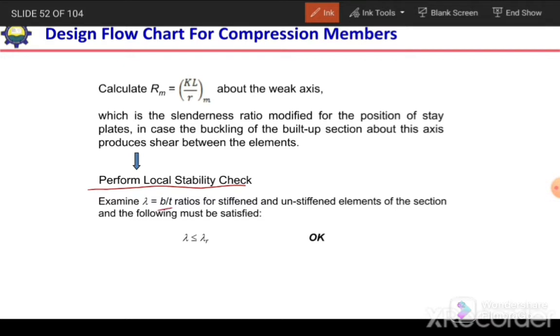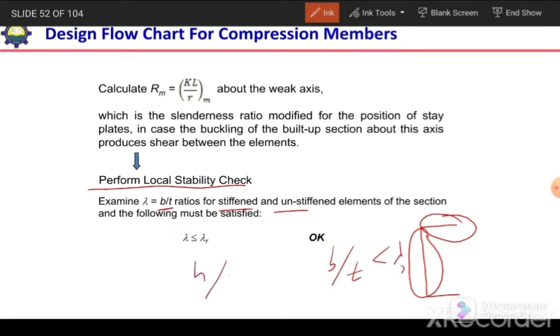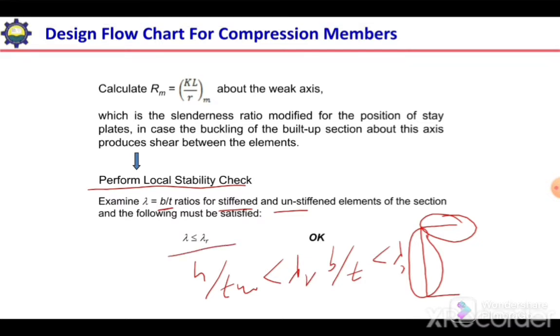We need to check the B over T value for the unstiffened and stiffened elements. The flange is an unstiffened element and the web is a stiffened element. So we need to perform the local stability check for these two values. B over T should be less than lambda r. Similarly, H over TW should also be less than lambda r. So we need to perform this local instability check.